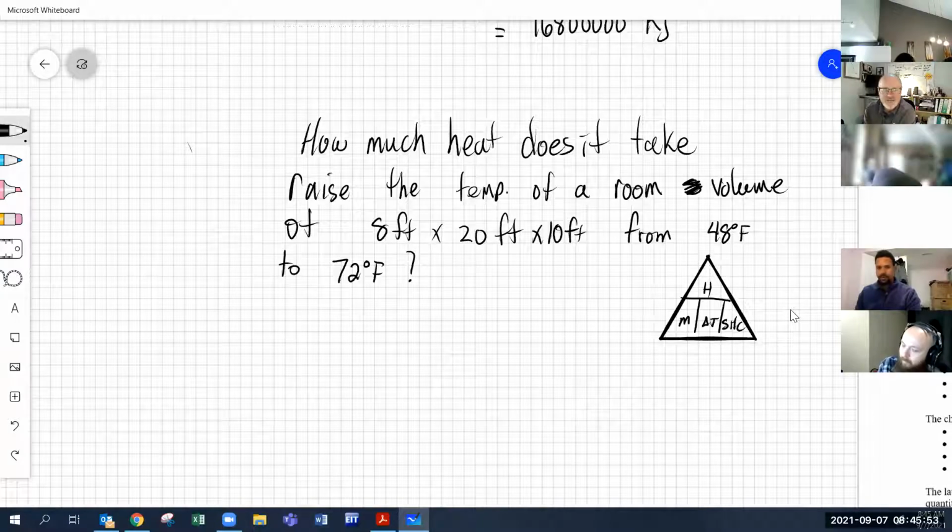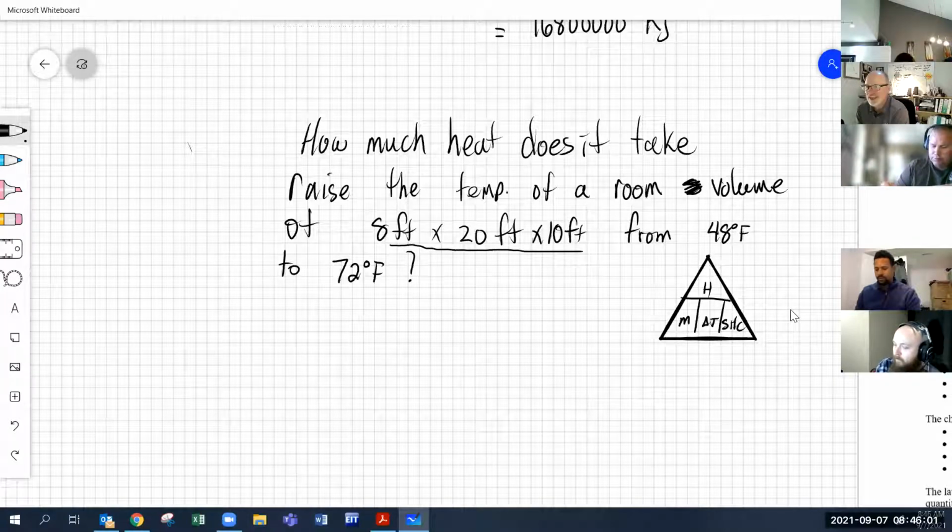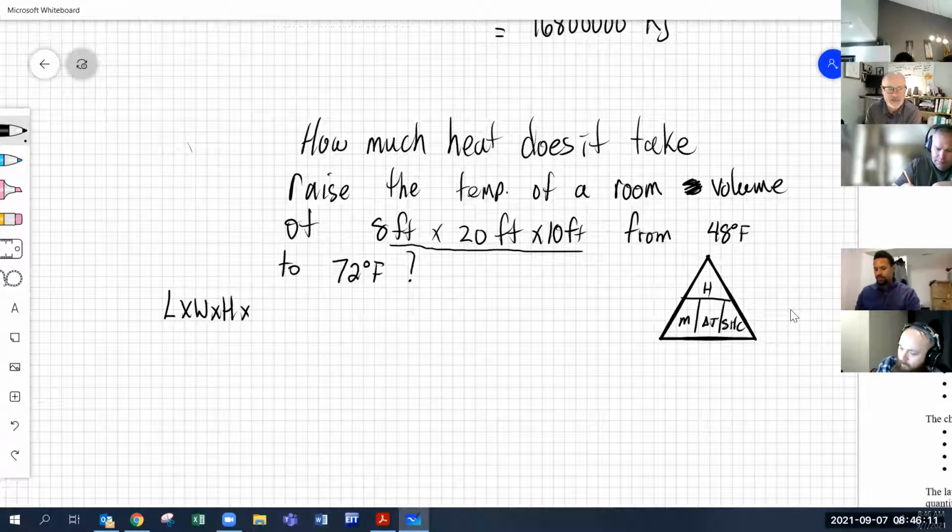Now, I have a volume of air, so I have to get a mass of what that air is first. So I'll get the volume of this room. Length times width times height is equal to the volume. So 8 times 20 times 10. So I got a volume of 1,600 cubic feet.